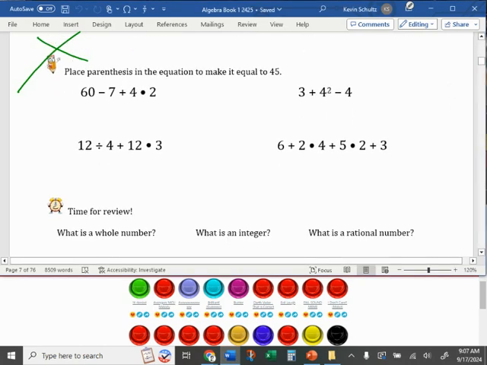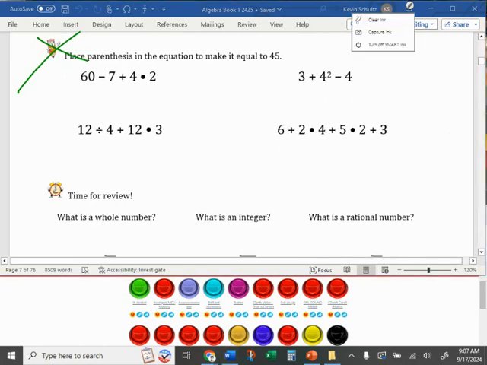Then this last section here says place parentheses in the equation to make it equal to 45. So as it's written, it doesn't equal 45. However, parentheses, that great changer, I would like you to place parentheses somewhere, maybe more than one set, so that it does equal 45. Who can tell me the first one there? Where are those parentheses going to go? So that's 60 minus 7 plus 4 times 2 equals 45. In front of the 7, behind the 2. So like this, okay?